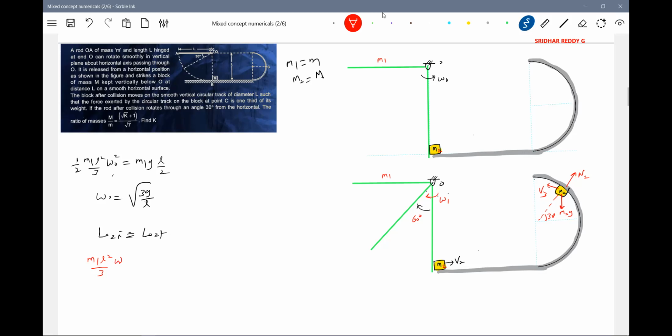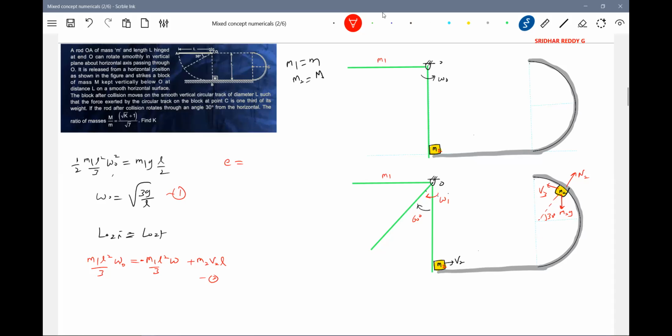So the angular momentum: initial angular momentum, omega naught, equal to final angular momentum, omega. This should have the negative sign, plus angular momentum of the block, m v2 l. I have the relation for omega naught, we know it. Omega and v2 both are unknown. So what we do is we'll go for the coefficient of restitution formula. E is equal to, but the collision is said to be elastic here.